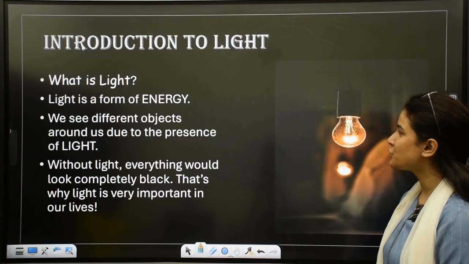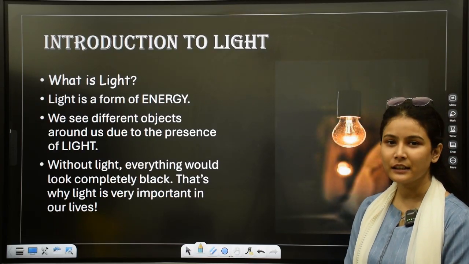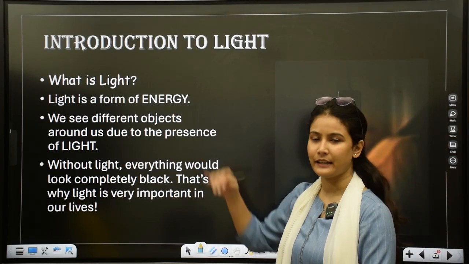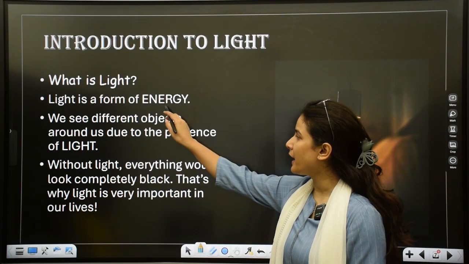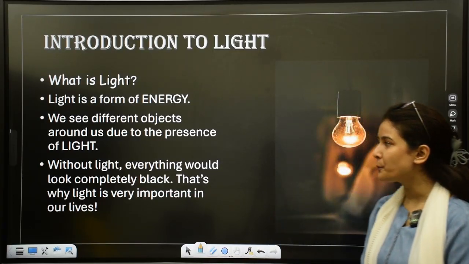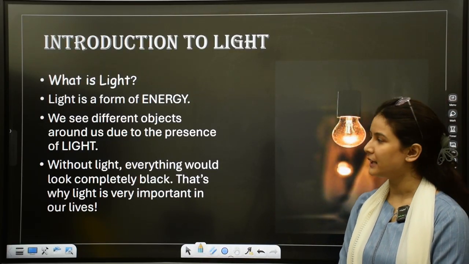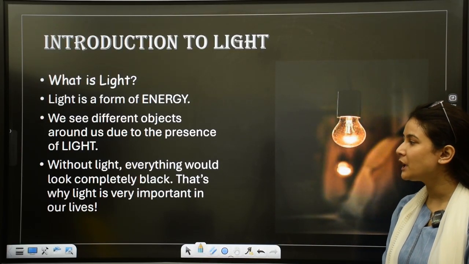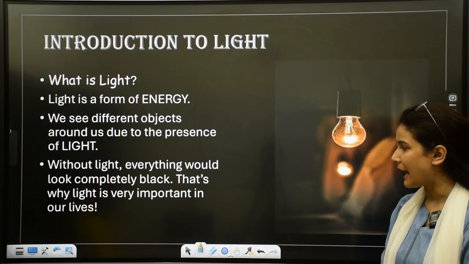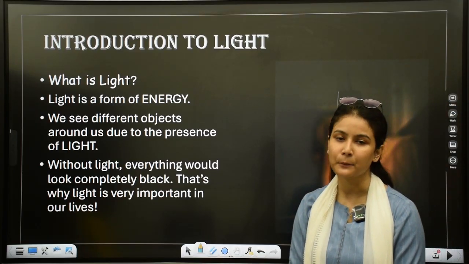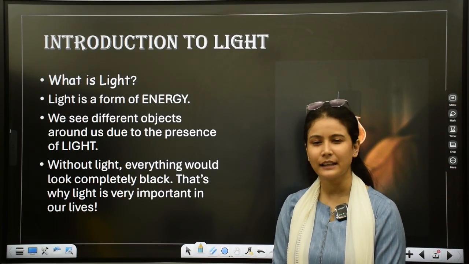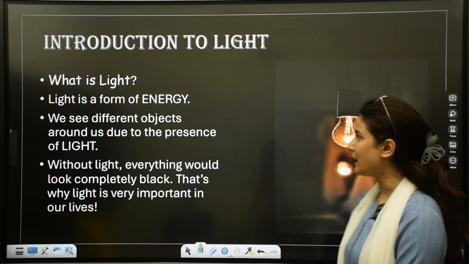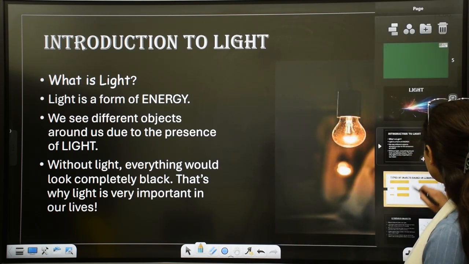Okay, introduction to light. First of all, we will study what is light. Light is a form of energy. We see different objects around us due to the presence of light. Without light, everything would look completely black. That's why light is very important to our lives. I think we all know those basics. Let's start with the next slide.